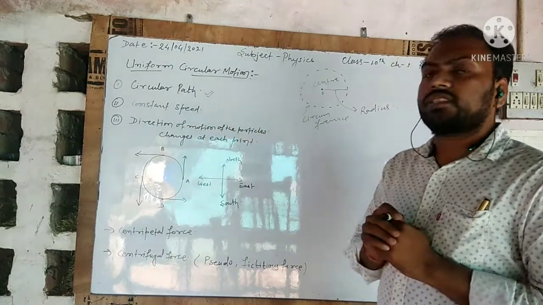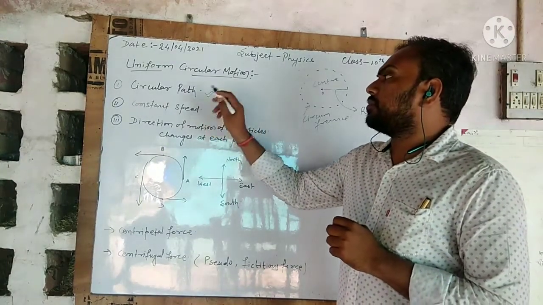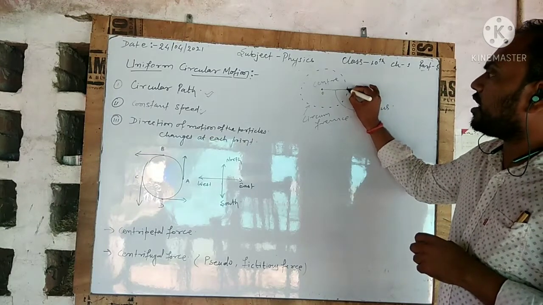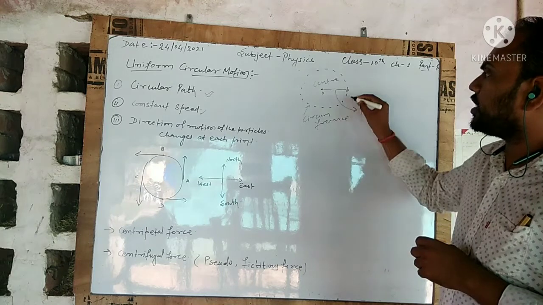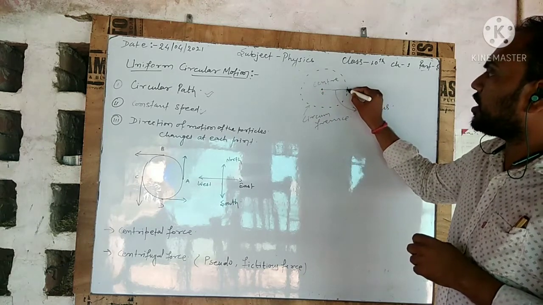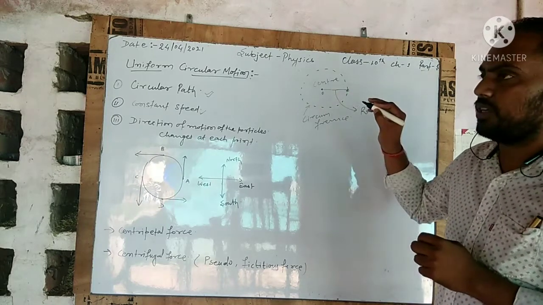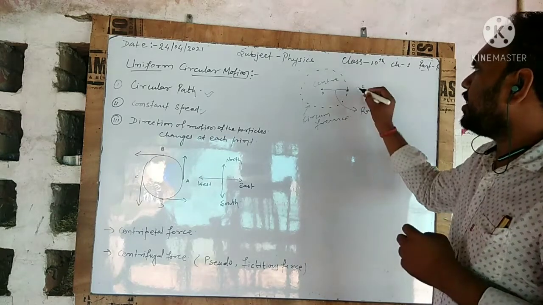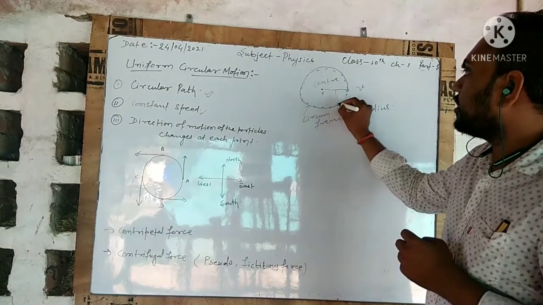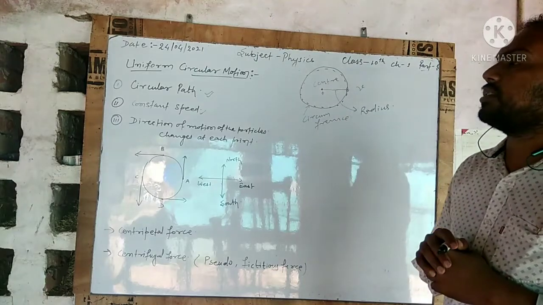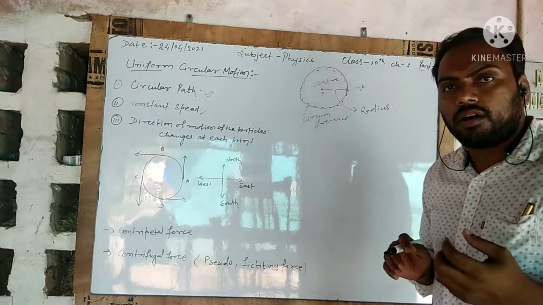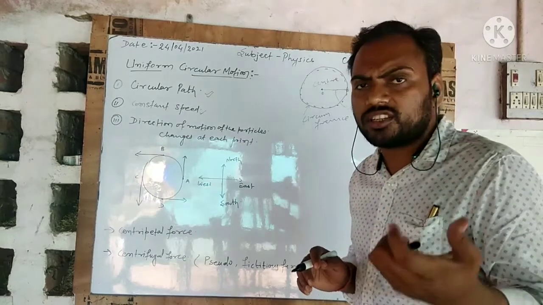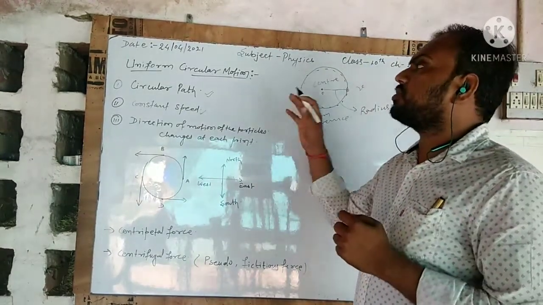Now you may be able to understand what a circular path is. Come to the next topic, that is constant speed. When an object starts moving on this circular path with a fixed speed, with a constant speed, let's say v, that motion is called uniform circular motion. When a body starts moving on a circular path with a constant speed, that is combinedly called a uniform circular motion.